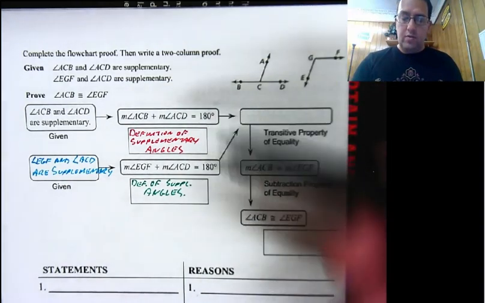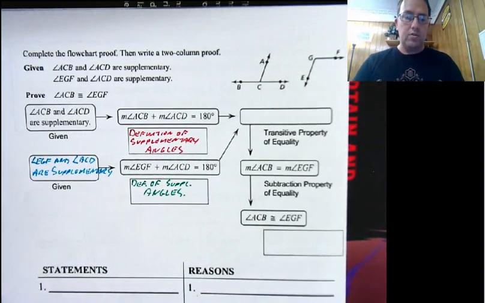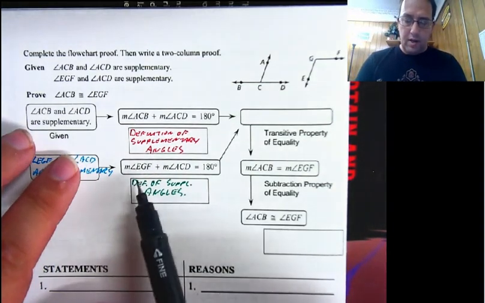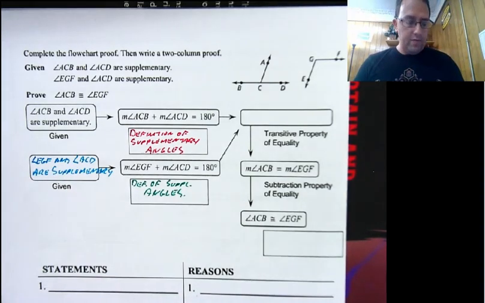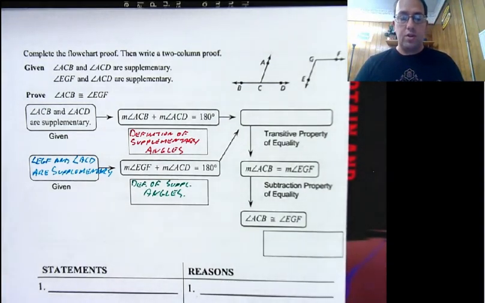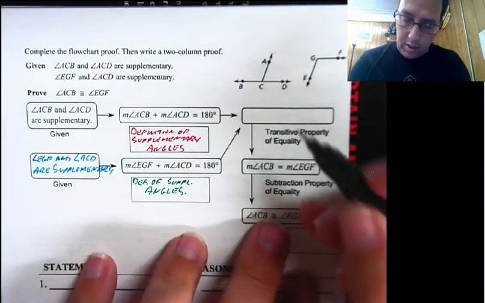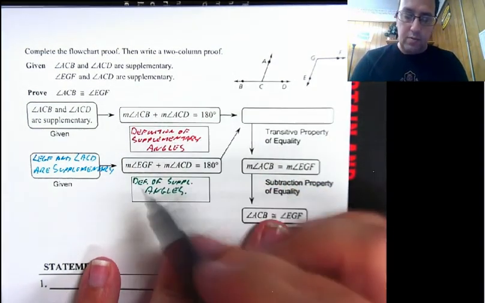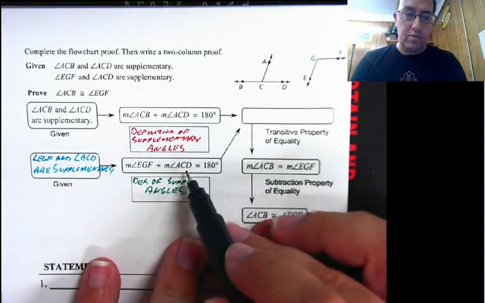Okay. So now I know that both of these, the measure equals 180 degrees when we add them up. So what can we do with that? Well, if you notice, I have this stuff here equals 180, and I have this stuff here equals 180. So I have two different things that are both equal to the same thing. And anytime you have two things that equal the same third thing, then those first two things must equal each other. And that is the transitive property of equality. So what we know is, let's see if we can fit this in here, the measure of angle ACB plus the measure of angle ACD equals the measure of angle EGF plus the measure of angle.